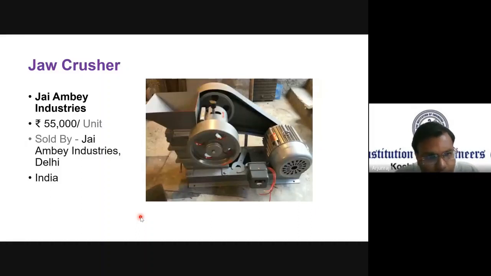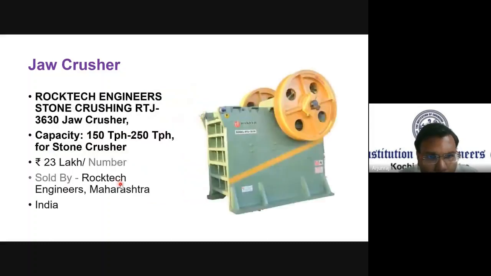We have a jaw crusher manufactured by a company called JCB Industries in Delhi. This can also be a portable one, and it is going to be 5,000 per unit. There are some other manufacturers, including DPK Engineers stone crushing. Here again, the capacity is going to be between 150 tph and 250 tph. And you see, the cost is 123 lakhs.